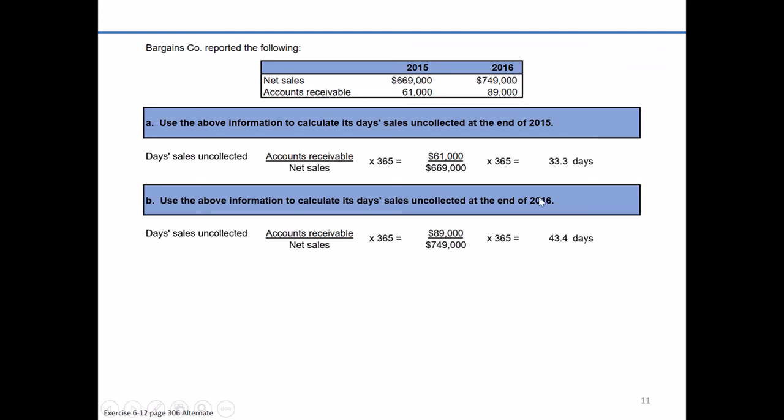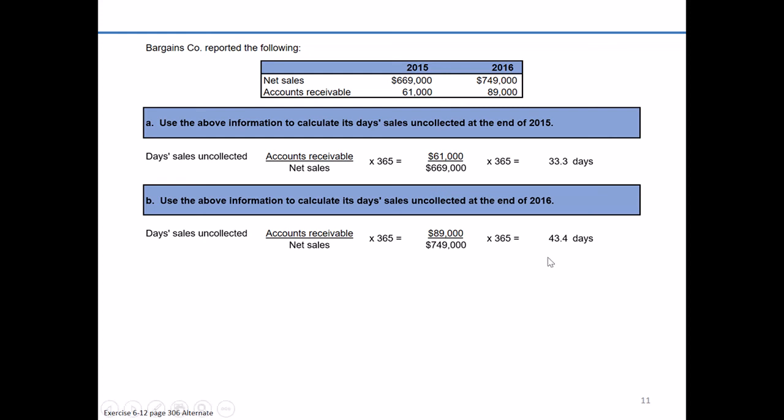So let's think about, beyond calculating the number of days, what does this mean for the company? Well, in general, we're going from 33.3 days in 2015 to 43.4 days, an increase in the number of days. For most companies, we would tend to say that this is probably not a good thing, because it's taking about 10 more days to collect our receivables into cash. Typically, we want to be able to collect more quickly.